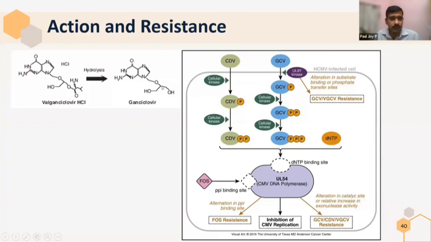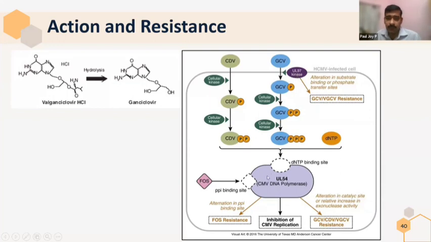Now, a short discussion of action and resistance. So this is the CMV virus, ganciclovir and cidofovir. They both lead to inhibition of the DNA polymerase. So when the molecule enters the cell, it needs activation by phosphorylation. And usually the dNTP is bound by the DNA polymerase, and it is required for synthesis of CMV DNA.